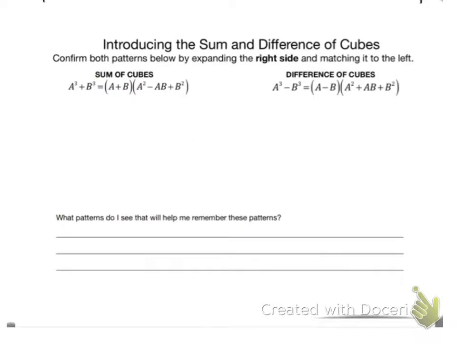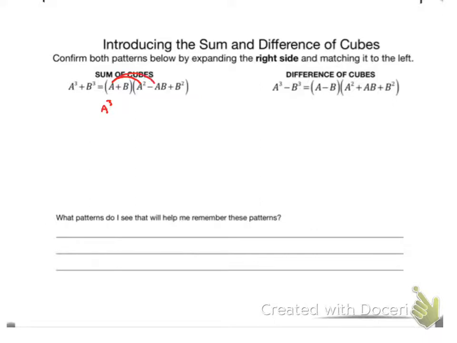Okay, so now introducing the sum and difference of cubes. Cubes, when they're to the third power. So we're going to confirm both the patterns below by expanding the right side and matching it to the left. Okay, so we're going to prove that this side is going to be equal to a cubed plus b cubed. So if I remove these, the first thing we need to utilize is the claw. So here we have a times a squared. That's going to be a cubed.